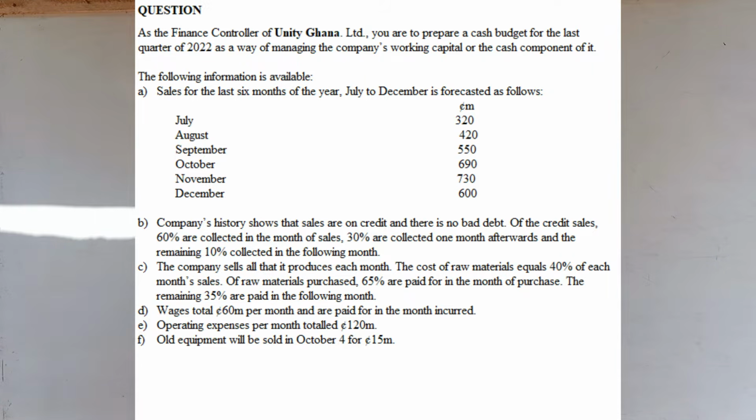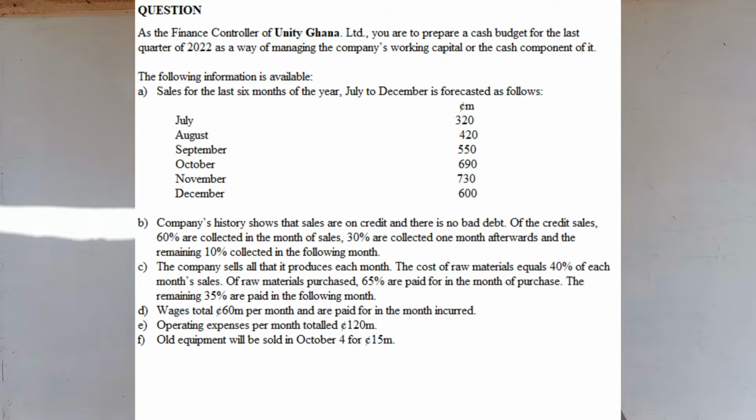So these are the sales figures that we have: 320, 420. Remember that there is cedis and millions up, so they are all in millions: 550 million, 690, 730, and then 600 for December. So we are in June. We are assuming that we are in June, and then we are projecting a cash budget from July to December.